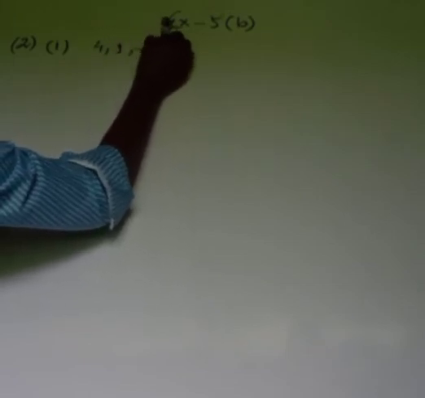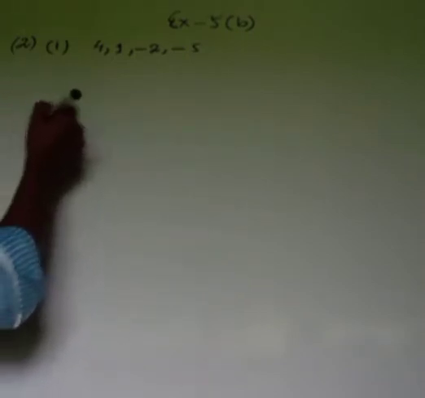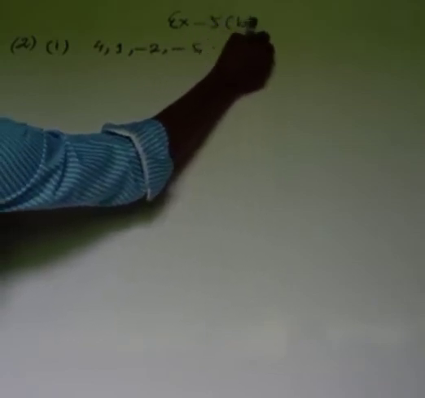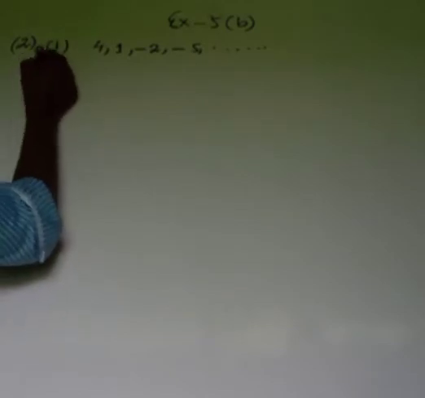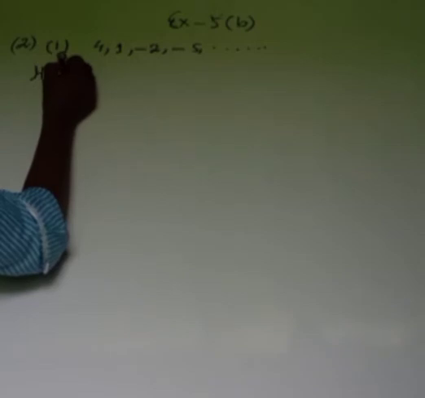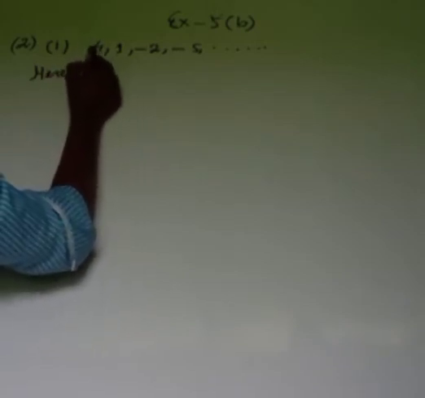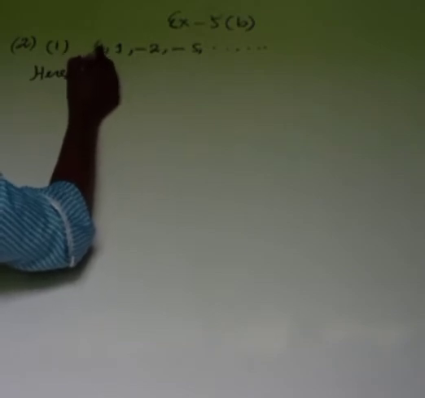This question number Roman 1 is 4, 1, minus 2, minus 5, dot. They have given the AP like that. So from this AP, what we have to do? We have to find the first term, which is small a, and the common difference, which is small d. So first of all, we have to write what is given.